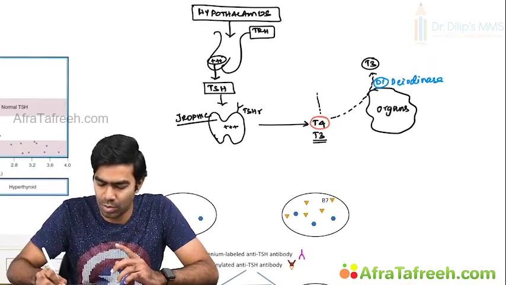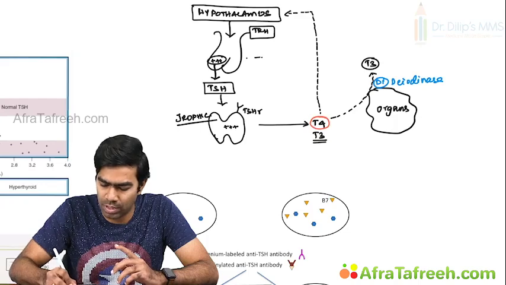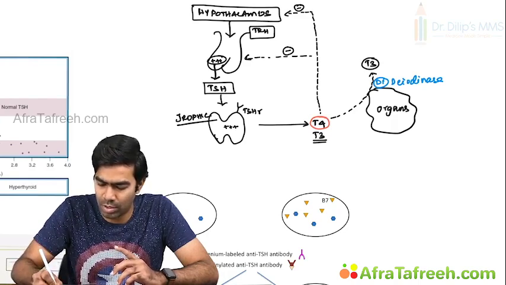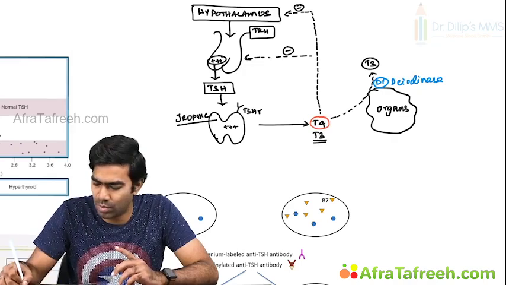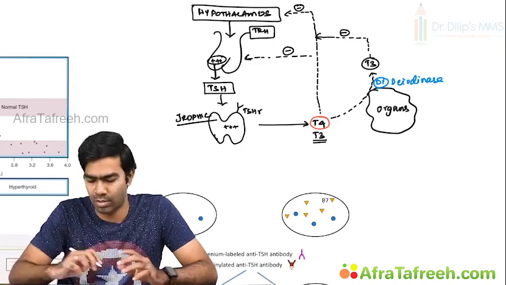So this T4 together with T3, obviously they are going to give feedback to the pituitary and the hypothalamus. These are negative feedback regulations, right? T3 along with the T4. It's not like only T4 or only T3. Both are going to give feedback to the hypothalamus and the pituitary. Right, so this is the feedback loop.